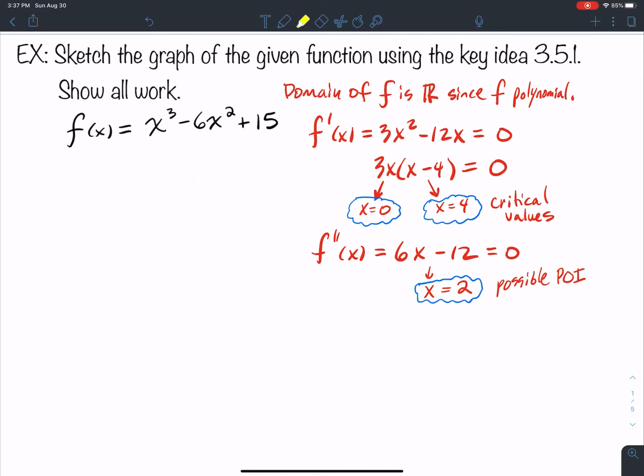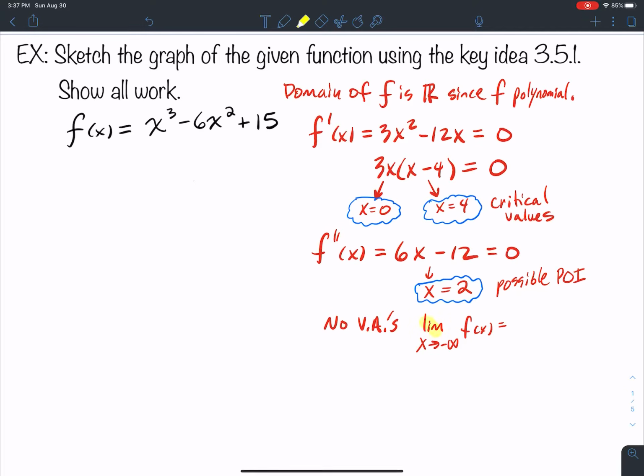Now that I've completed number 3, I'm going to move on to number 4, finding all vertical asymptotes. Well, since this is a polynomial, domain is all real numbers, I have no vertical asymptotes. Pretty easy. What about number 5, horizontal asymptotes?